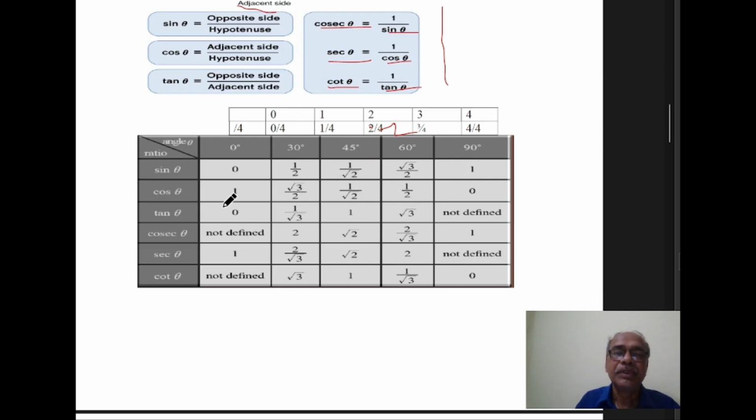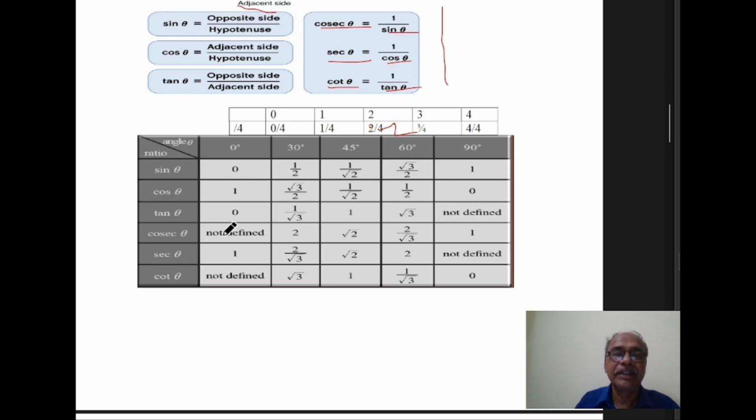And here you see cos theta, just reverse this one: 1, root 3 by 2, 1 by root 2, half and 0. And similarly tan theta: tan 0 equals sin 0 by cos 0, that equals 0. Similarly tan theta equals sin theta by cos theta, tan 30 degrees equals this by this equals 1 by root 3, tan 45 degrees equals this by this equals 1, tan 60 degrees equals this by this equals root 3, and tan 90 degrees equals this by this, that means 1 by 0, that equals infinity or not defined.